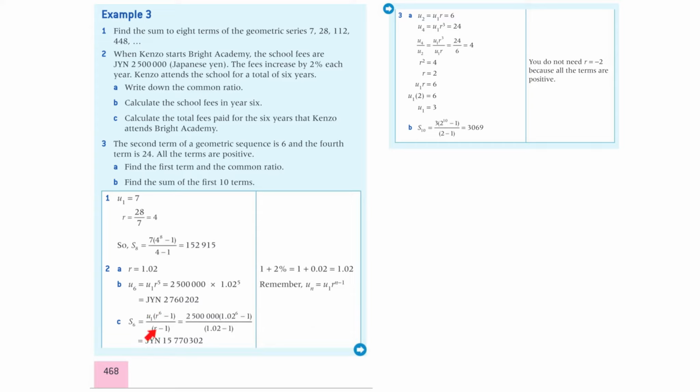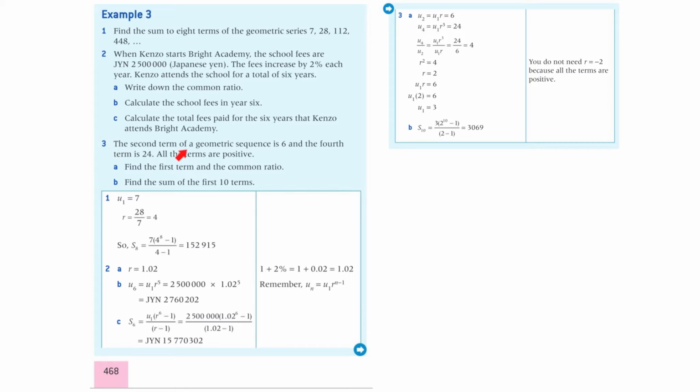Now because R is greater than 1, we're going to use this formula. Remember, there's 2 formulas you can use. So we've got in here U1 is 2,500,000, and R is 1.02, and here to the power of 6, because that's n, there's 6 years we're checking, minus 1, and that's 1.02 minus 1. So the answer is 15,770,302 there, or 1,577,300 yen.